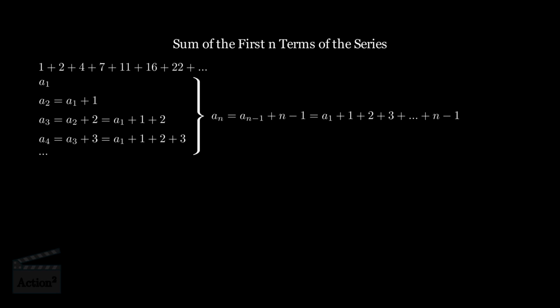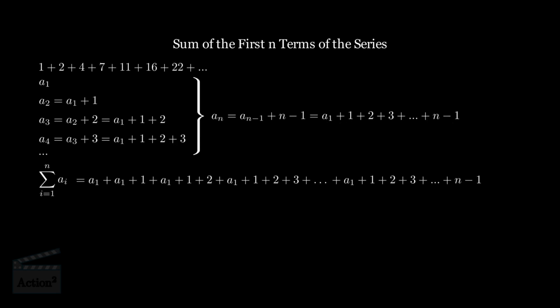A1 is present in all terms, and considering that 1 can be defined as an arithmetic series of just 1, from the second term on, each of the terms can be seen as arithmetic series from 1 up to n minus 1. To find the summation from i equals 1 to n of ai, let's replace the terms a1 to an by their equivalent expressions, and reorganize them. The result is n times a1 plus the sum of arithmetic series. Now, a1 can be replaced by its value 1.